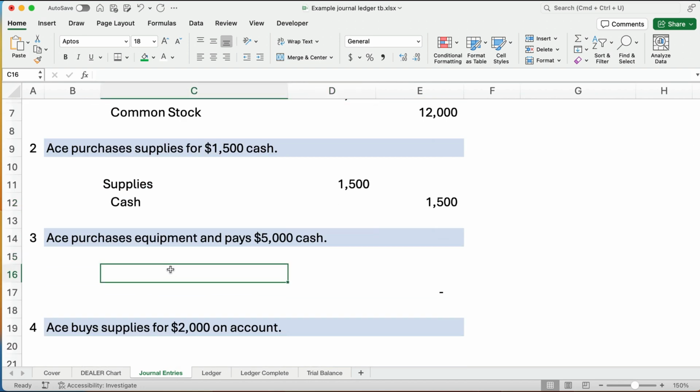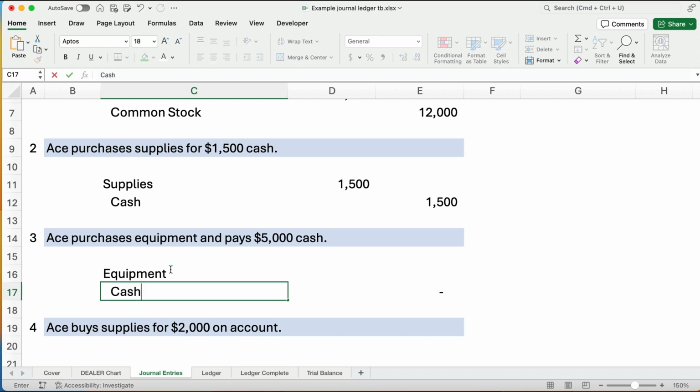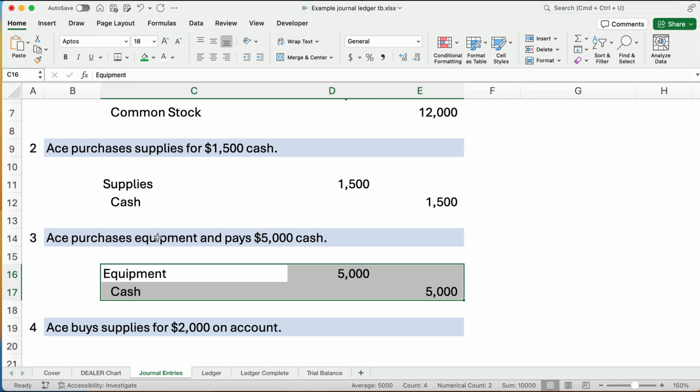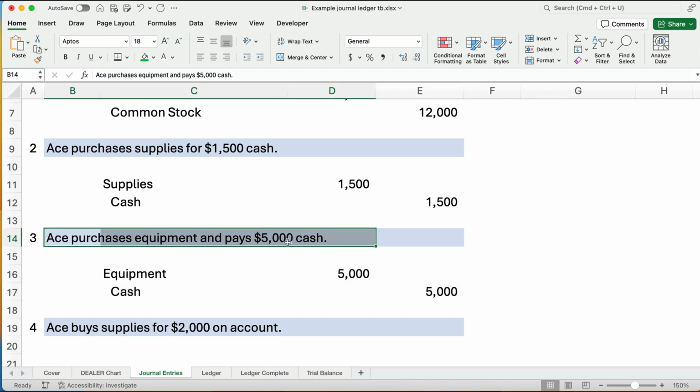The next one down, Ace purchases equipment and pays $5,000 cash. There's 2 ways to do this. They can buy equipment and put it on account, or they can sign a note, so it's some kind of liability, or they can pay cash, which is an asset. So we're going to debit equipment because that is an asset that goes up, and the asset that goes down is cash, and the amount is $5,000. So if you look at this, you can say, oh, they purchased equipment for cash, $5,000. You can easily see this. This shorthand, this journal entry, is the same as this sentence.